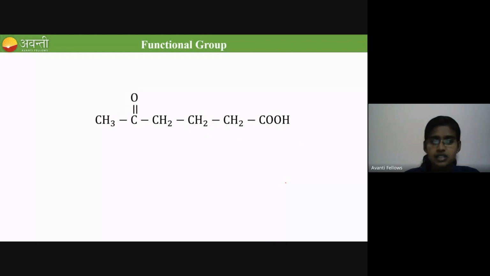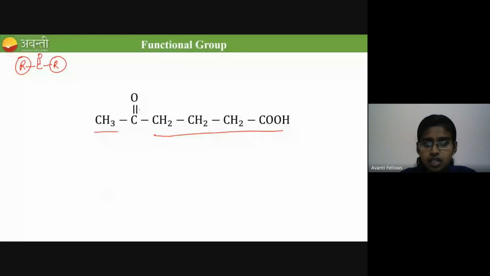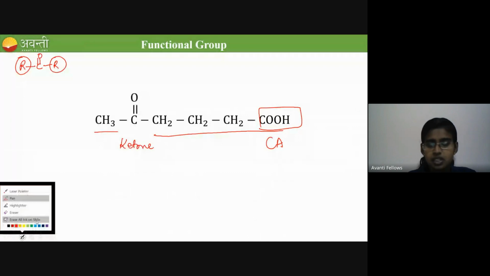So what is the general formula for ketone? It is R, C double bond O, R. I told you R are alkyl groups. So this is your R, this is CO, and this is your R group. So here is the ketone. This is your ketonic part and this is the carboxylic acid part. Okay, good. One among you has given the answer for this.